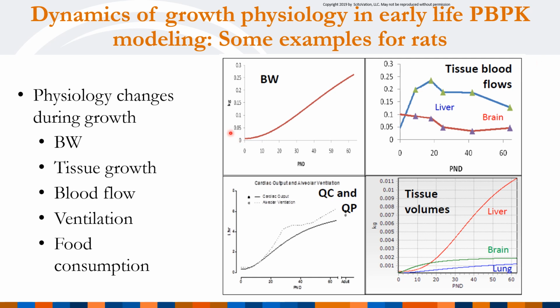So here you can see what I was saying previously. The physiology changes during growth can be the body weight, for example. You can see here the evolution of the body weight across ages. But the tissue blood flows can also vary during our life stage. For example, the liver blood flow is higher around 20 years old, but then goes down. Same thing for the brain. The brain blood flow goes down as we age.